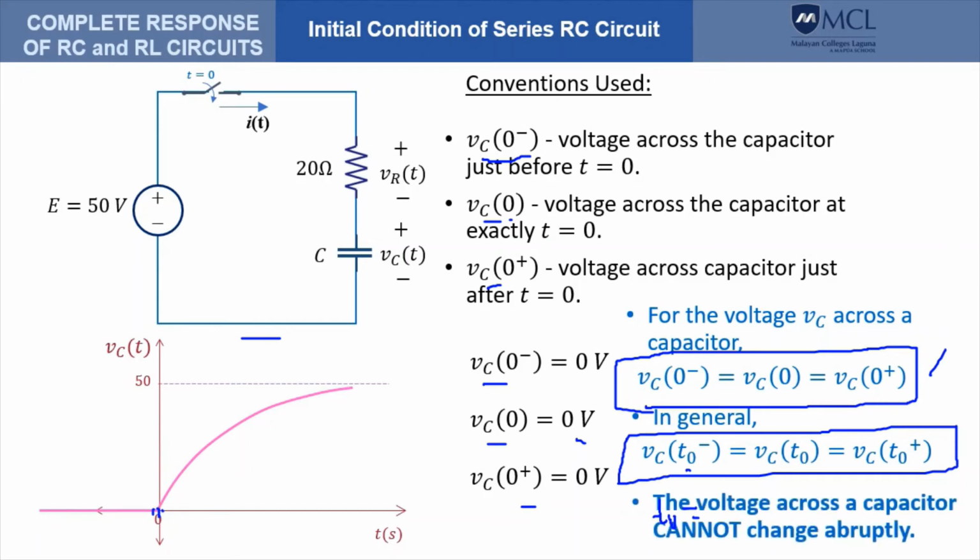Now take note, the voltage across the capacitor cannot change abruptly. As shown on the last slide, if we apply changes to the circuit, the voltage across a capacitor cannot jump from a certain value to a new value at an instant. It cannot change abruptly, or that would mean a very, very large current. So that is not possible.